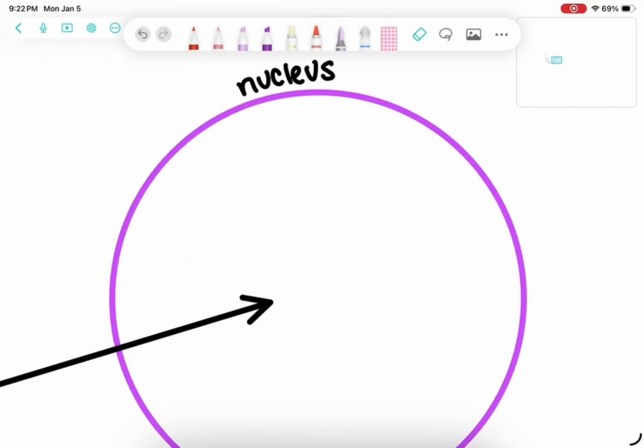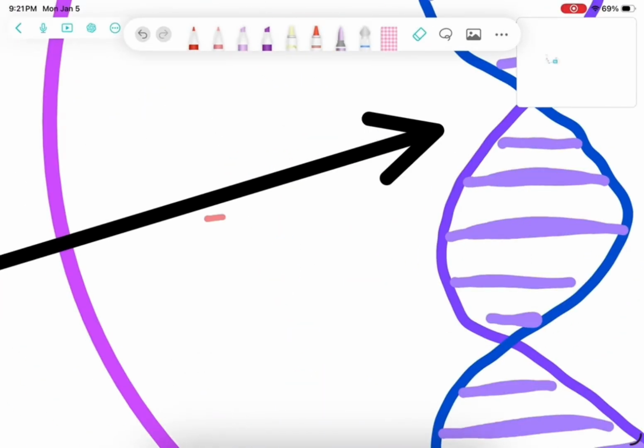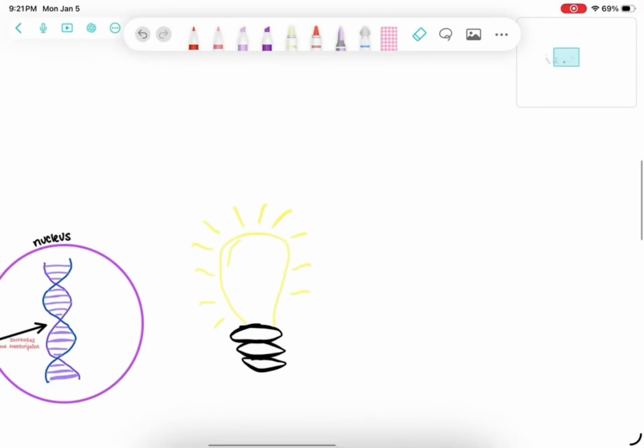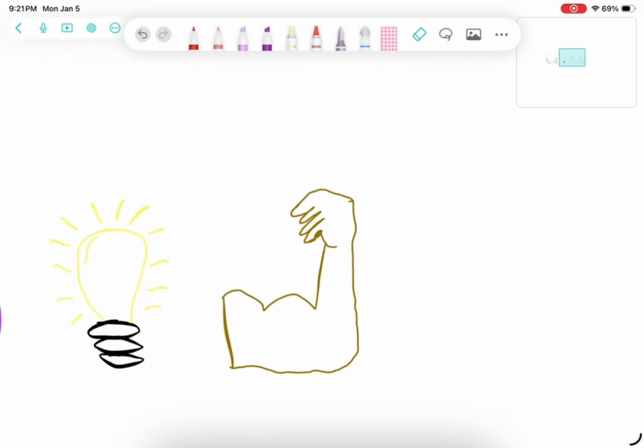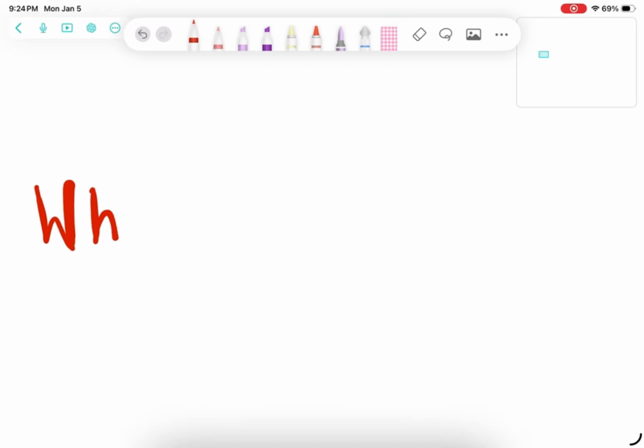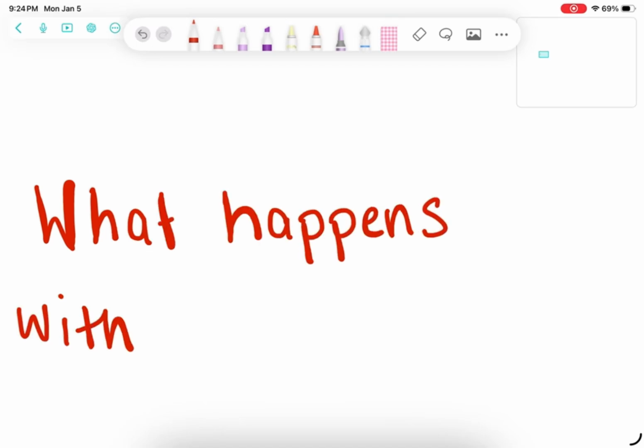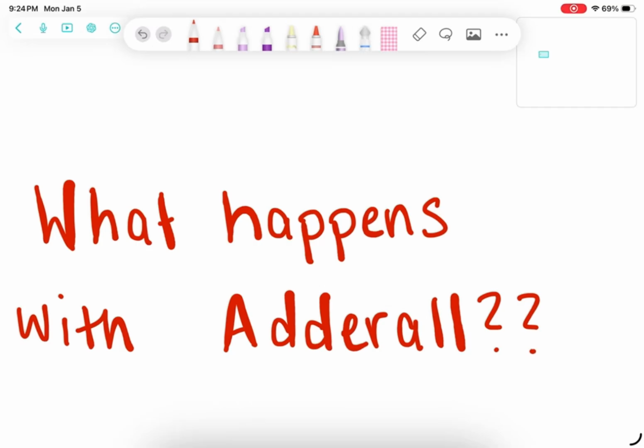These activated enzymes reach the nucleus and increase gene transcription. This strengthens neural connections involved in learning, motivation, and attention. So, now that we've looked at the normal pathway, what happens when we add Adderall into the equation?